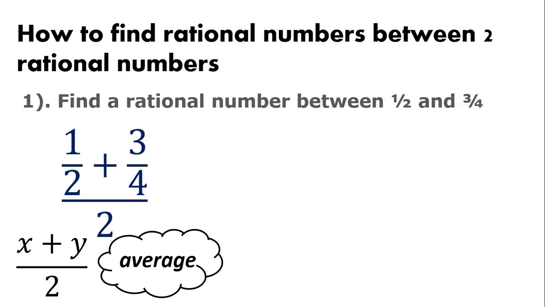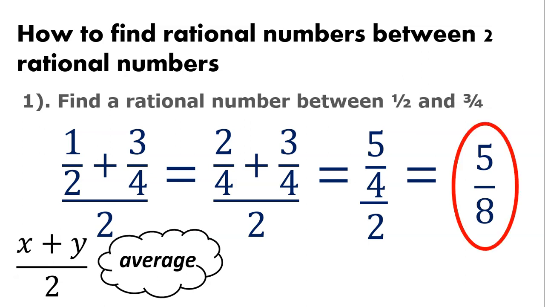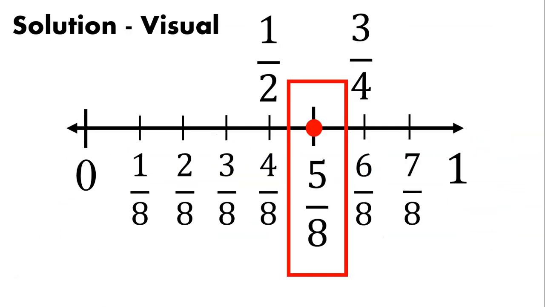So we can write it as (1/2 plus 3/4) by 2. And after simplifying it, we get 5/8. So 5 by 8 is the answer. And we can prove it graphically. So here's the solution in its visual form through a number line. As we can see, 5/8 is clearly lying between 1/2 and 3/4. Hence 5 by 8 is the number. It's a rational number lying between 1 by 2 and 3 by 4.